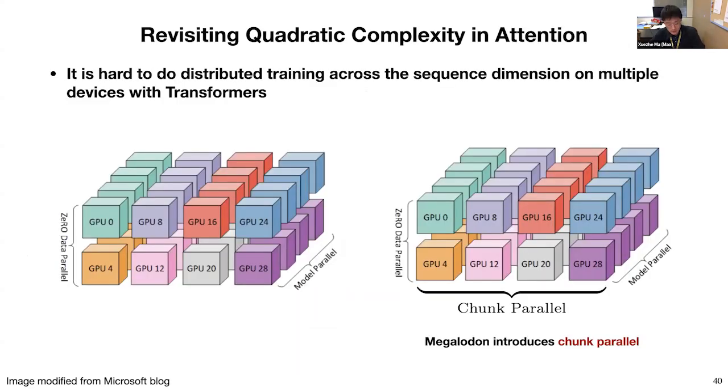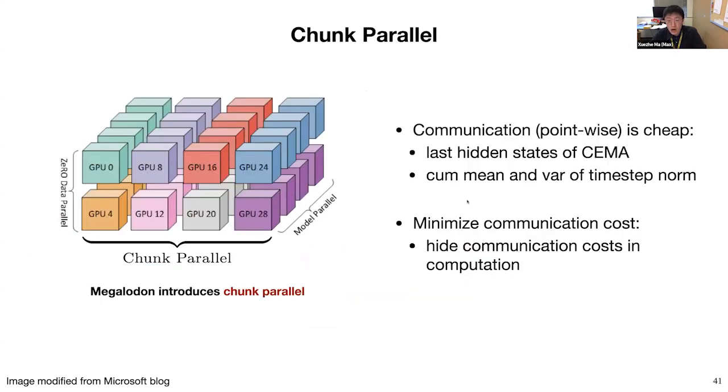And so, once we have our Megalodon architecture, because we have the chunk-wise attention, we can have better parallel computing in our architecture, because we do not need to worry about the full attention across different devices. In our architecture, we can minimize the communication cost by only passing the last hidden state of EMA to the next GPU. We do not need to pass any other keys and values across different GPUs. So we significantly reduce the communication cost.